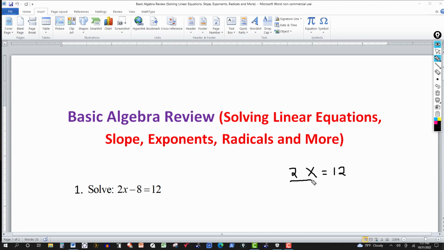Or we do the inverse operation. Divide both sides by 2. Always want to isolate the variable. These divide out. This is now 1x. If I don't put a coefficient, it's understood to be 1. So I just leave it as x. And then 12 divided by 2 is 6. Go back and check it. 6 times 2 does give me 12.